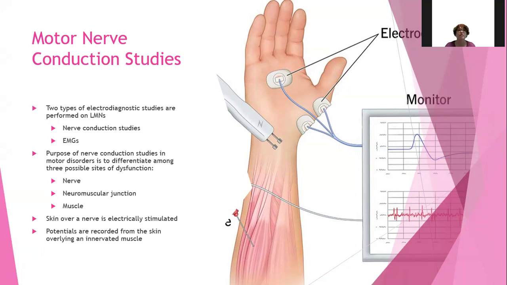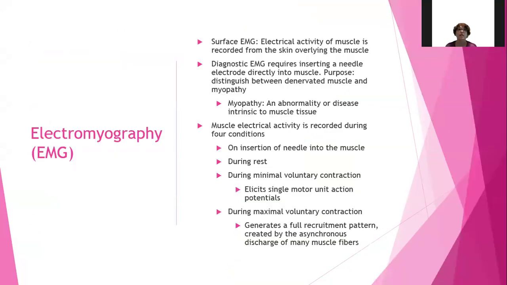Where is the problem? The skin over the nerve is electrically stimulated, and then the electrical potentials are recorded from the skin overlying an innervated muscle. And then the computer generates information about the speed of nerve impulses. If you have fibrillations, it doesn't necessarily show up on a nerve conduction study, but it'll show up in electromyography. So surface EMG, the electrical activity of muscles recorded from the skin overlying the muscle. A diagnostic EMG requires inserting a needle electrode directly into the muscle.